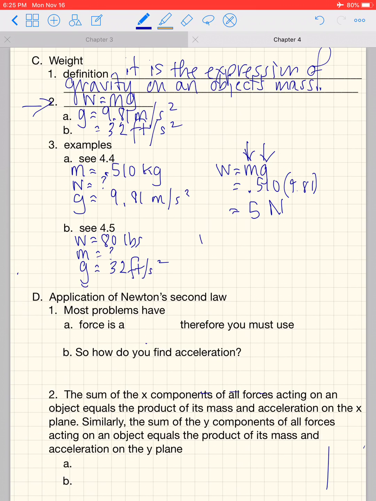W is equal to mg. So I'm going to plug in what I know and what I don't know. I know my weight is 80. I'm looking for my mass, and I know my acceleration is 32 feet per second squared. When I do the math, I find that my mass is equal to 2.5. And you remember the unit for mass in the imperial system is the slug. So it is 2.5 slugs is the unit for my mass.